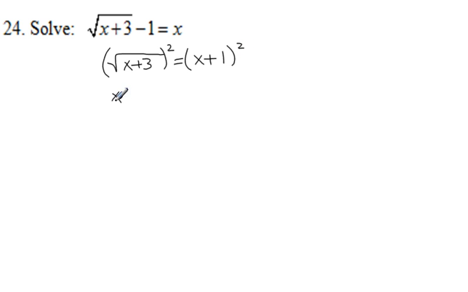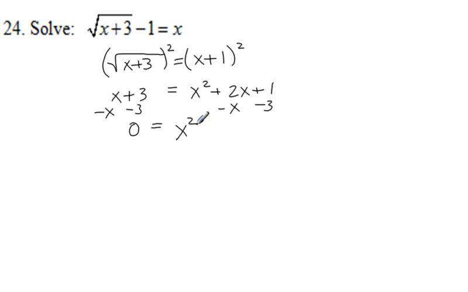So that would end up giving me x plus 3 equals x squared plus 2x plus 1. Make sure you square that correctly. Let's get all of those terms on the right-hand side. It is quadratic. We'll see if it's factorable or if we need to use the quadratic formula. We're going to subtract x and subtract 3, so I'd have x squared plus x minus 2, which is factorable.